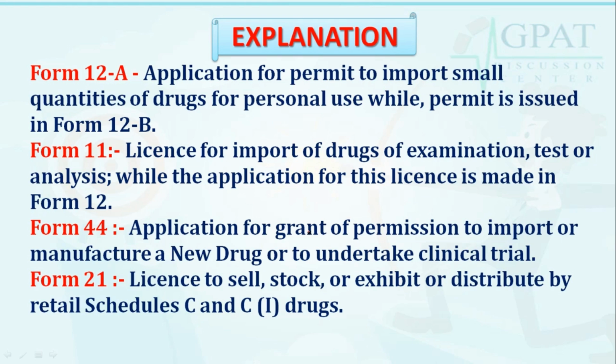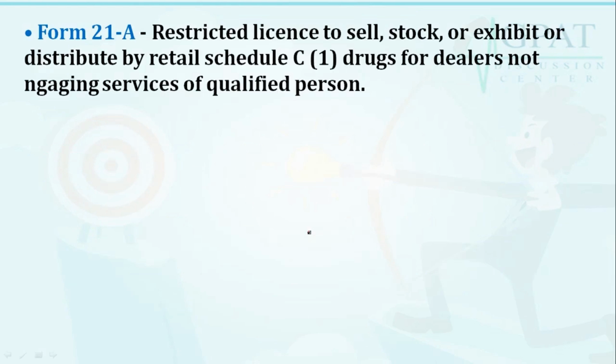Next, form number 21. Form number 21 is a license to sell, stock, exhibit or distribute by retail drugs under schedules C and C1. Form 21 is further subclassified into different forms. Here is form 21A. This is the restricted license to sell, stock, exhibit or distribute by retail schedule C1 drugs for dealers not engaging the service of a qualified person.